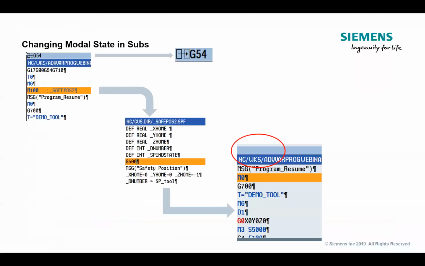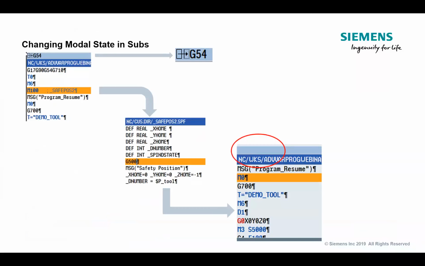Well, this is where I've got to start to be careful, right? Let's say, for argument's sake, I jump into my M100 sub, this safe position 2, and I want to change some kind of G-code state. In this example, we're just canceling our active work coordinate, whatever the part program was calling up, by issuing a G500. The problem is, when I jump back into the main program, it doesn't know to switch it back to whatever the original work coordinate was. So I've just now lost the active work coordinate. And that's a problem, right?